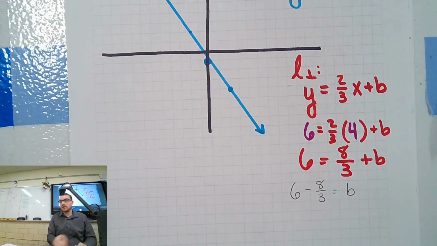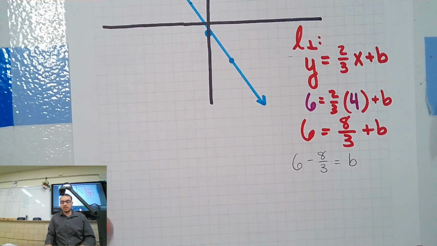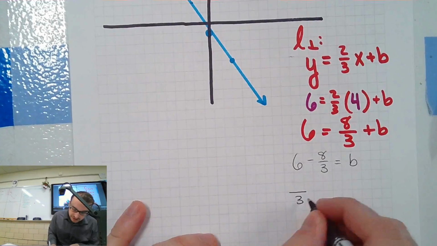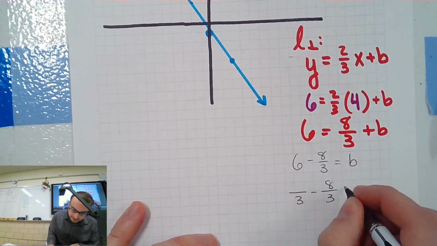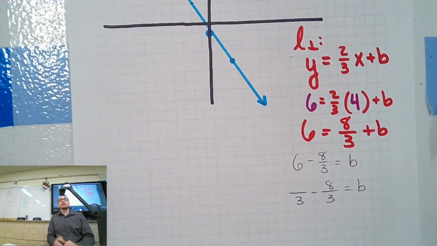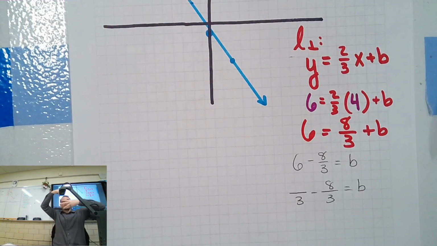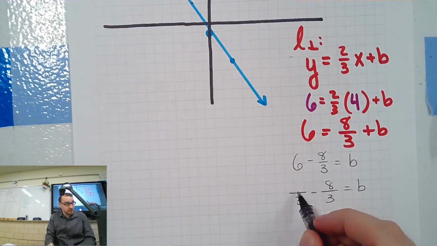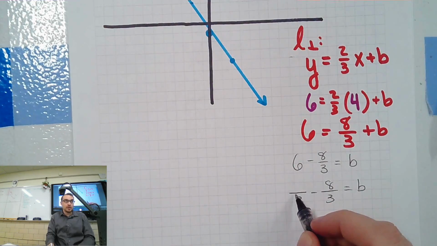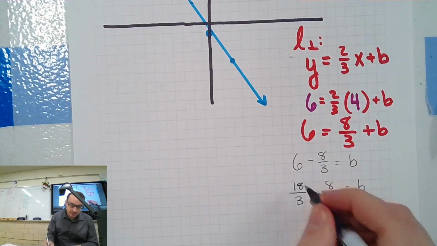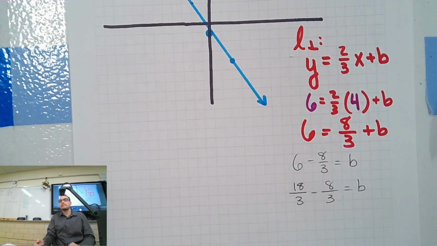Subtract 8/3, right? So the question is, how many thirds are in 6? That way I can get common denominators. Well, how many thirds are in the number 1? 3/3, right? 3 over 3 is 1. How many thirds in the number 2? 6/3. How many thirds in the number 3? 9/3. Double that, we get 18/3. That's the same thing as 6, right? 18 divided by 3 is 6.